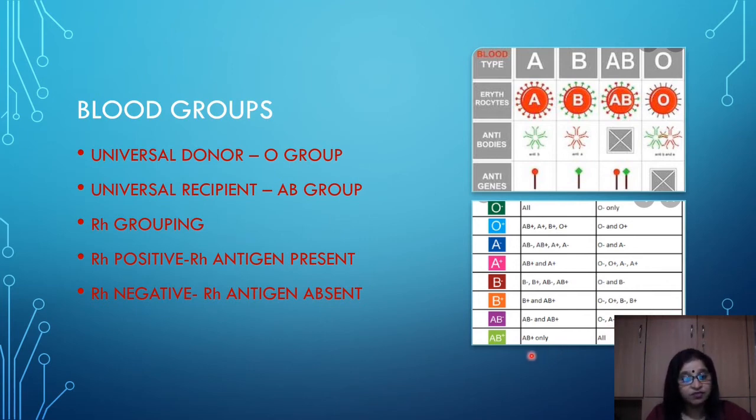Whereas if it is AB positive, they can give to only AB positive, but they can receive from all. It's a universal recipient. On top of it, it is a positive blood group, so they are Rh positive and can take from all the blood groups. So this is the best blood group possible. If you're going to have one, it's a very good blood group to have.